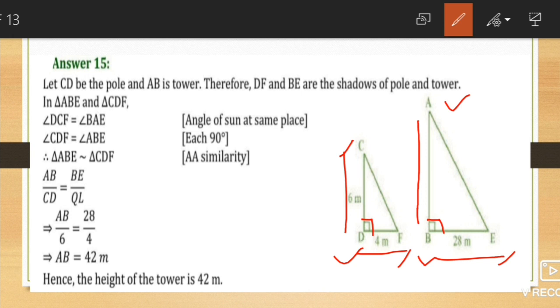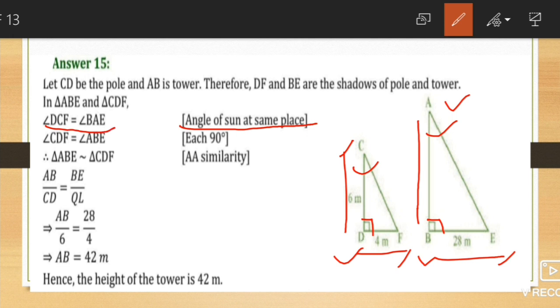Again, angle DCF is equal to angle BAE. Why? Because the angle of the sun at the same place at the same time is the same. That's why the words "at the same time" are given here. At the same time the sun creates the same angle for every object. That's why angle DCF is equal to angle BAE.